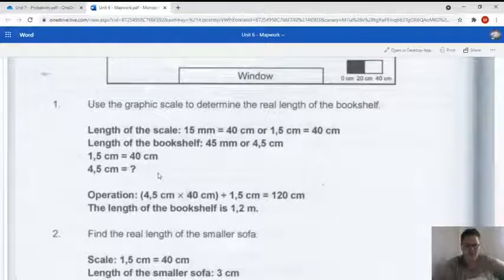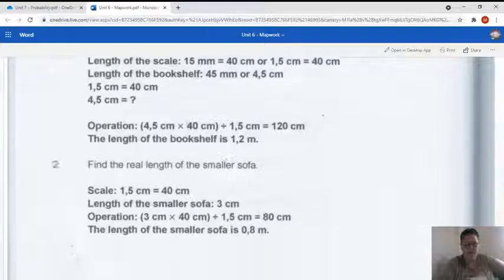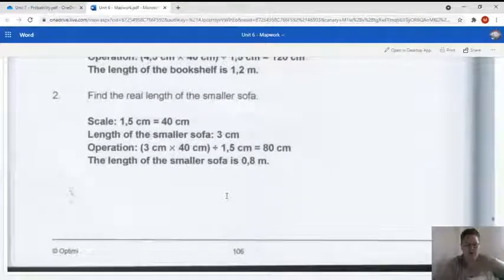Here's the operation. This is how we work it out. 4.5 centimeters, which is here, multiplied by 40 centimeters, which is here, divided by 1.5, which is here or there, equals 120 centimeters. The length of the bookshelf is 1.2 meters. Alright, can you let me know if you are all with me?